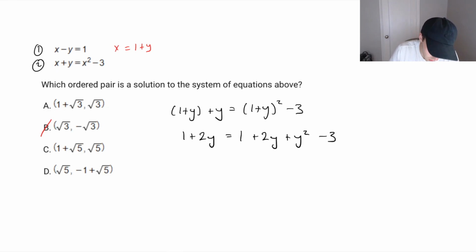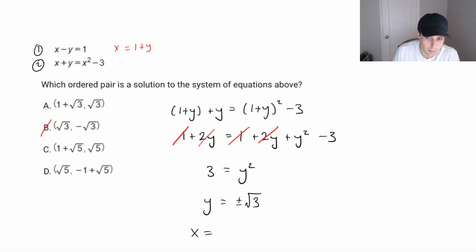We can see our 2y's cancel each other out. Our 1's cancel each other out. We can move the 3 to the other side. 3 is equal to y squared, and we get y is plus or minus the square root of 3. If y is plus or minus the square root of 3, remember x was just 1 plus y. So that means x is either 1 plus root 3 or 1 minus root 3. We can see option A very clearly satisfies that. So option A is going to be our correct answer for this one.